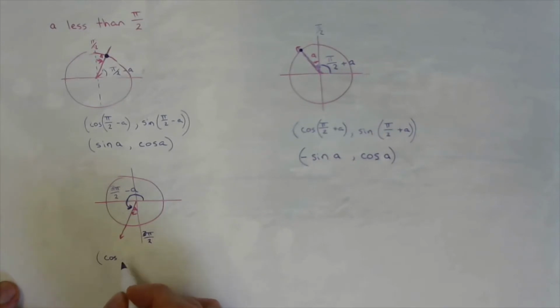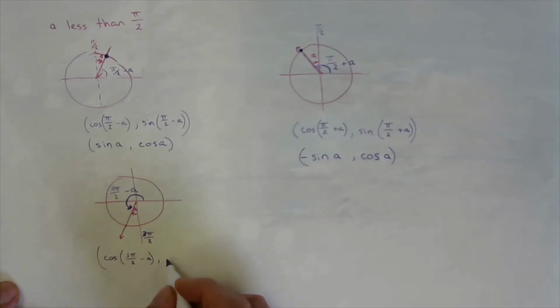Coordinates, again, without doing any thinking or math, it's just knowing that your x-coordinate corresponds to the cosine of that angle. So it's the cosine of 3 pi over 2 minus A. And the y-coordinate corresponds to the sine of that angle. So we have the sine of 3 pi over 2 minus A.